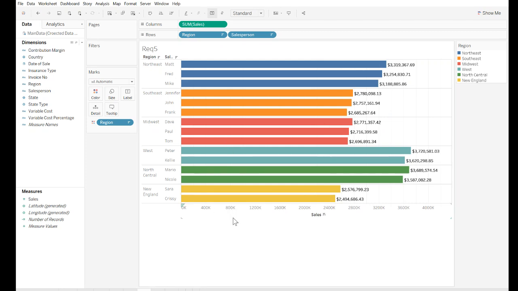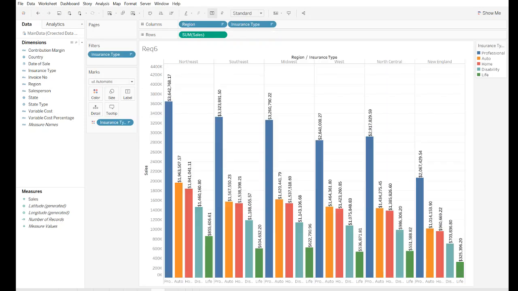Requirement 5 asks who is the leading salesperson in each region. You can clearly see each region is set out here. We have the region box right here, the key, and it's color coded. It goes by the most amount of sales in the Northeast region, and the least amount of sales in New England. And you can see the highest salesperson in each region. For the Northeast region, we have Matt. For the Southeast, we have Jennifer. For Midwest, we have Dave. For the West, we have Peter. For the North Central, we have Mario. And for New England, we have Sarah. All pretty great, pretty self-explanatory. I'm going to go ahead and move on to requirement 6.